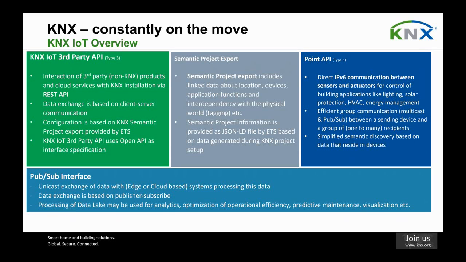The second block, I'll jump to the blue part in the slide. The second extension within KNX IoT is the so-called point API. The point API is an extension where devices again interact with one another, so sensor-actuator communication, but using IPv6 networks to communicate with each other and exchange data, as you can also do in a current KNX system today.